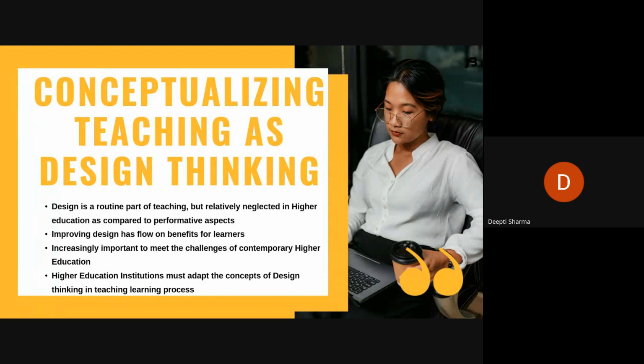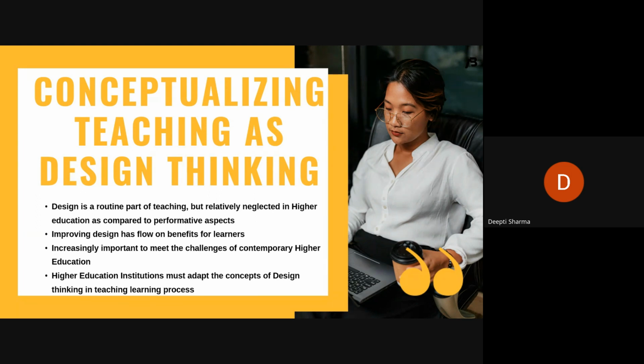First thing is conceptualizing teaching as design thinking. Design is a routine part of teaching, but relatively neglected in higher education as compared to the performative aspects. Even from the very beginning of our teaching processes, we have already implemented design, but now it is considered a mandatory thing to include in our teaching processes. We can improve design as flow-on benefits for our learners.